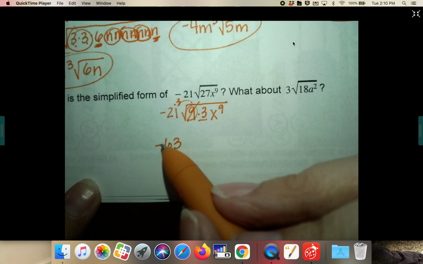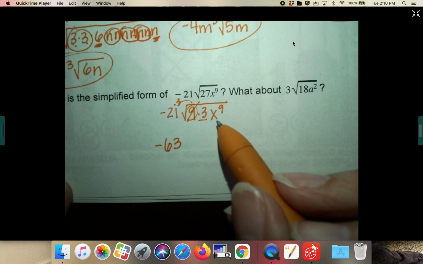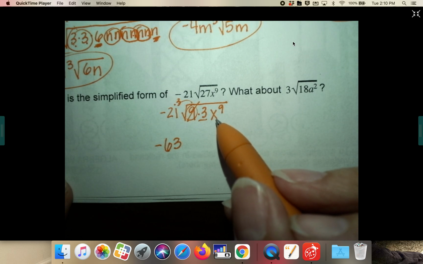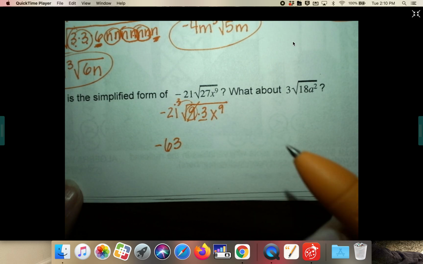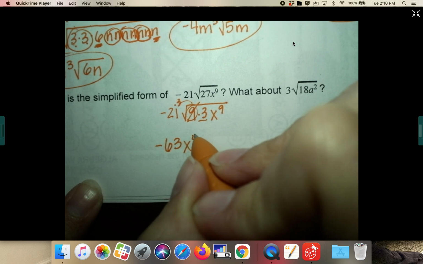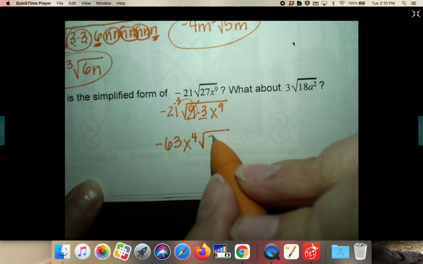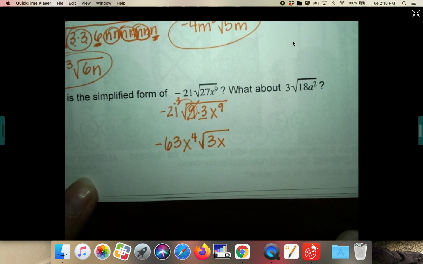Partner groups of x's I can pull out is going to be 4, because I know that 8 divided by 2 is 4, but there's going to be 1 left over inside here. So I'm going to pull out 4 x's, and I'm going to leave 1 inside, along with my 3 that was also still inside the radical symbol.